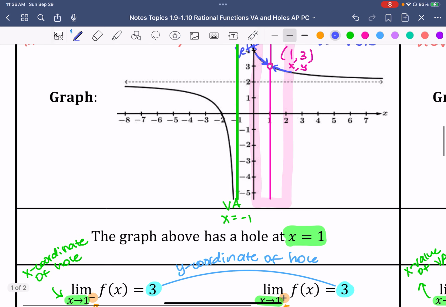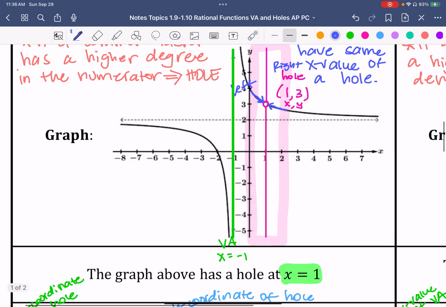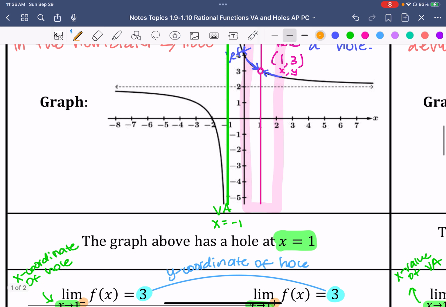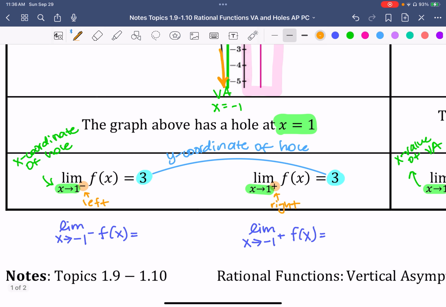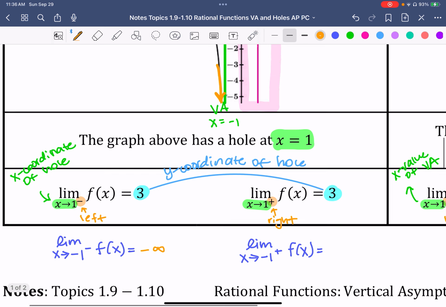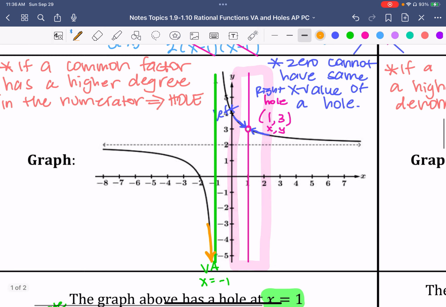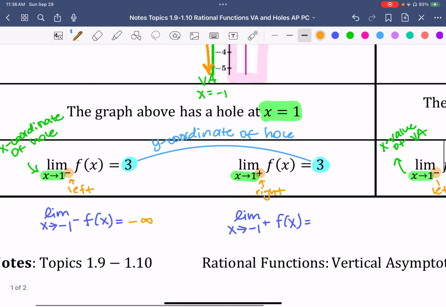Okay, so if I look just to the left of the vertical asymptote, I can see that these y values are going down. So that means that my left limit will be -infinity. And if I look just to the right of the vertical asymptote, I see that my y values are going up to +infinity. So on the right side it is going up to +infinity.